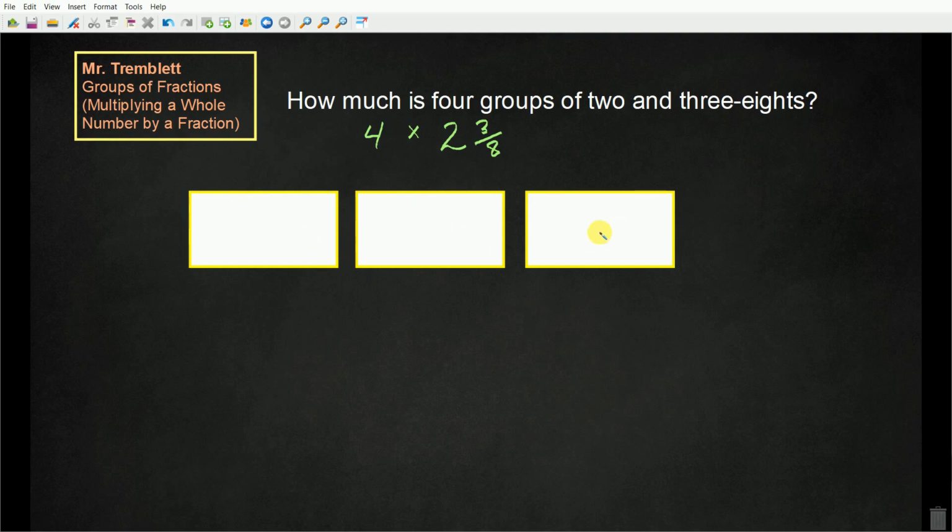Now, once again, what's it going to look like if we model it out? So I'm just going to draw one group of 2 3/8 to start. So this one here would be completely shaded. That's completely shaded, that's completely shaded. Now I'm going to break this one into 3/8.